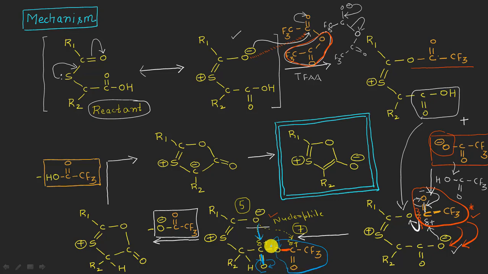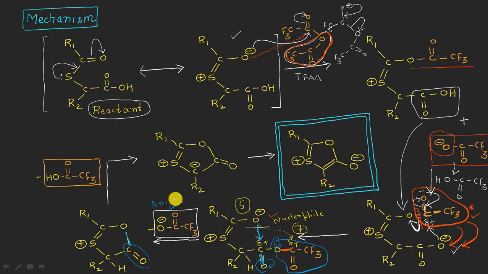So here you can see that attack of this oxygen negative on this carbonyl carbon is actually resulting in the formation of a bond like this, right? And when the negative charge again comes back on this carbon and oxygen bond, it will result in the formation of a double bond oxygen, and the rest of the molecule, you can see here, is present like this in the form of an anion, right?